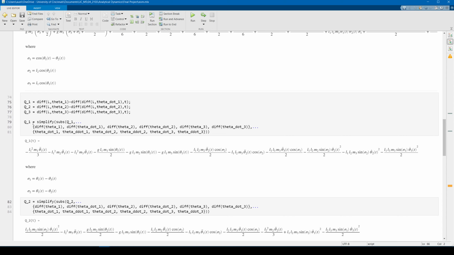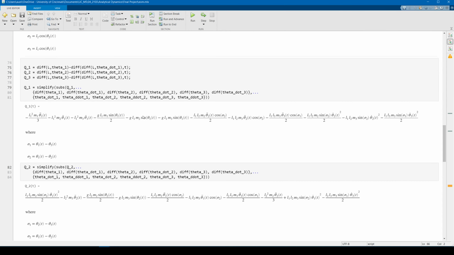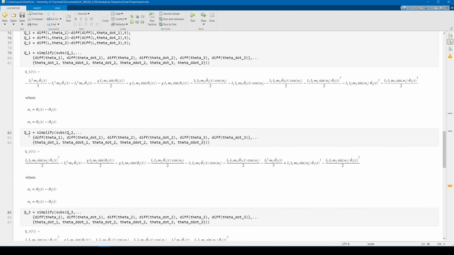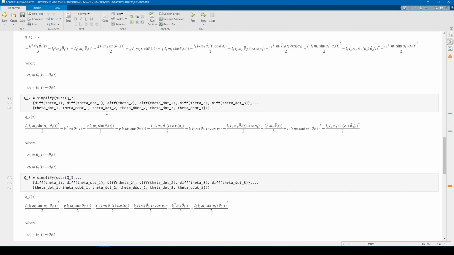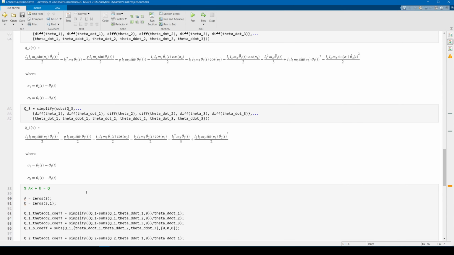So here's Q1, and we substitute in our nice variables for theta dot and theta double dot for each of 1, 2, and 3 with this line here. And so Q1 is this equation with sigma 1 and sigma 2 being substituted in there. Q2 is similarly calculated as Q1 and substituted. And Q3, you can see the equations.